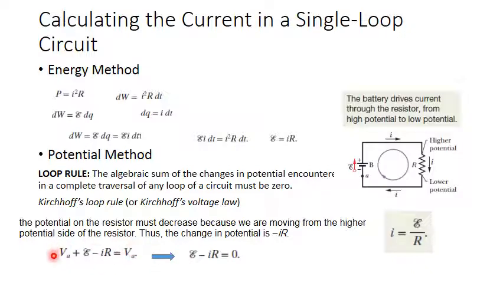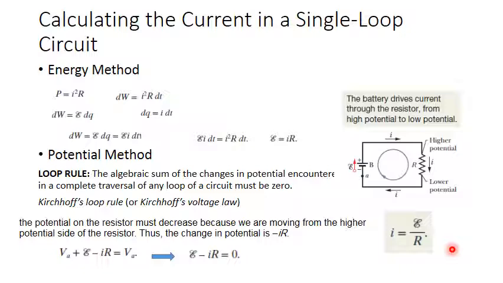So VA equals VA, we can cancel these. So actually we are saying that E minus IR equals 0, or in other words, I equals E over R. So this is from the loop rule, or Kirchhoff's voltage law, and this is from the energy method, and both of them have the same result.